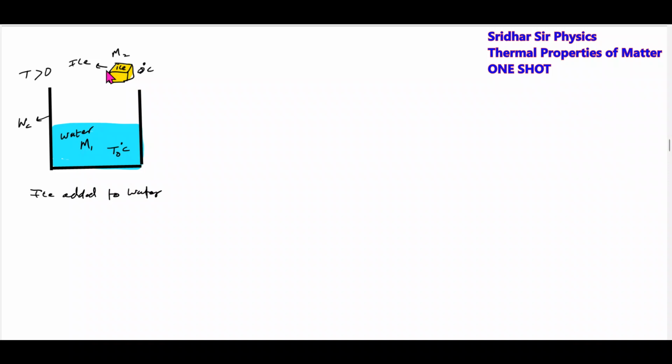Ice at 0 degrees will be added. The mass of the ice is M2. The mass of the water in the calorimeter is M1, and the water equivalent of the calorimeter is WC. Definitely now, who will lose heat? The calorimeter and water will lose it. And who will gain? The ice will gain.